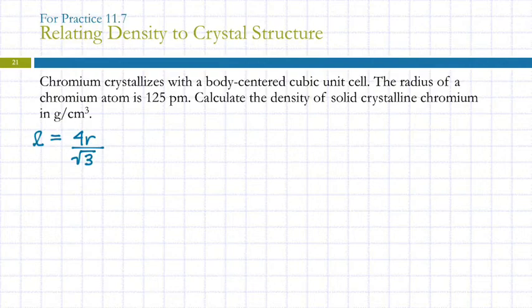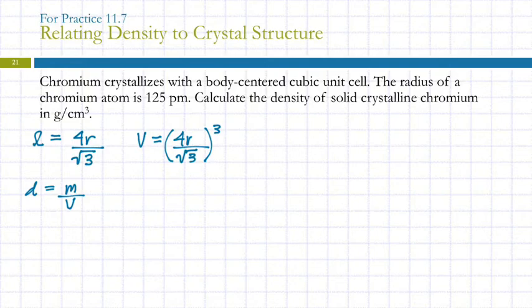So if we know the length of the side, then we can calculate the volume, right? The volume is that cubed. Not there, over here, the whole thing cubed. It's asking us to find the density. So we need to think about, well, what is density again? Mass over volume. We can calculate the volume of a unit cell.